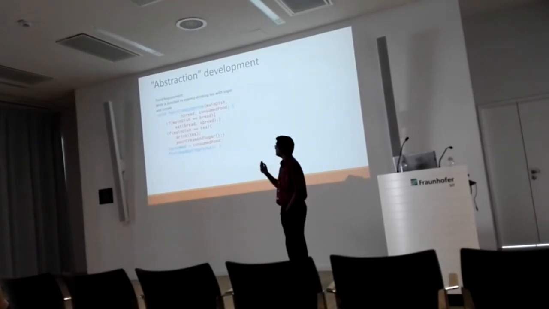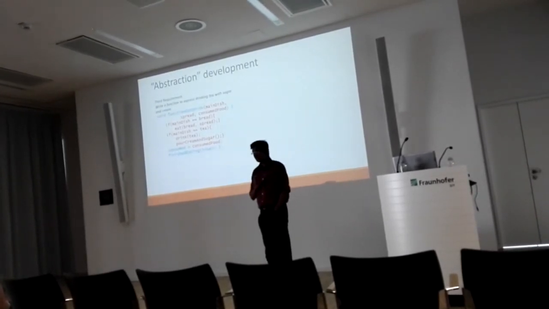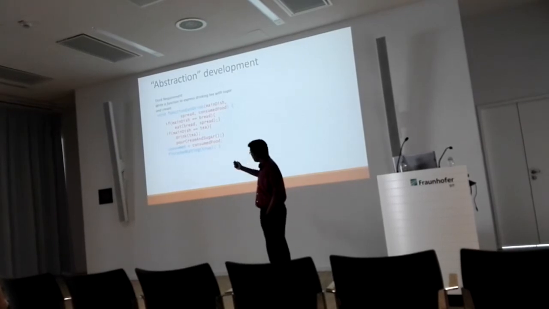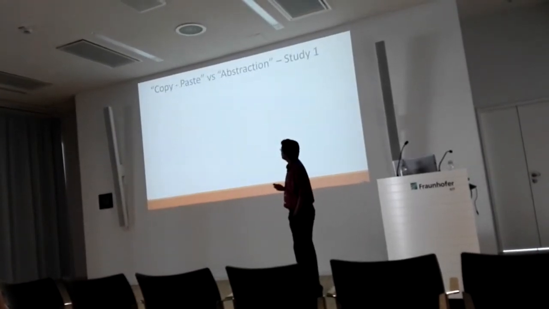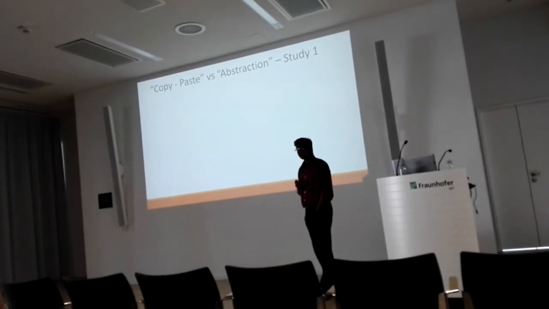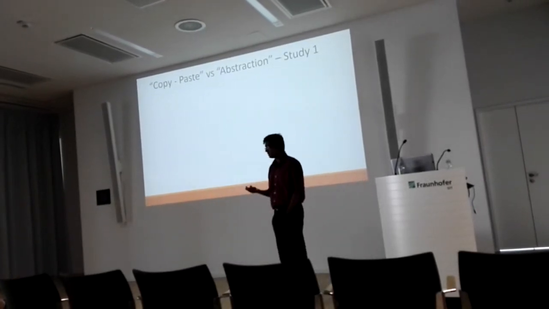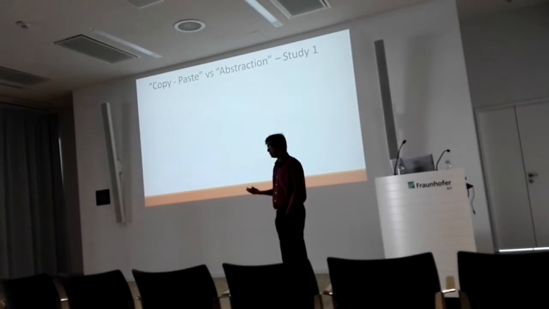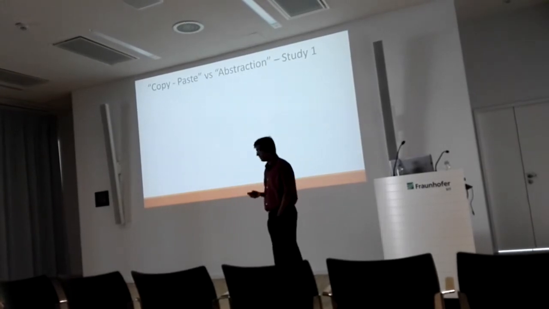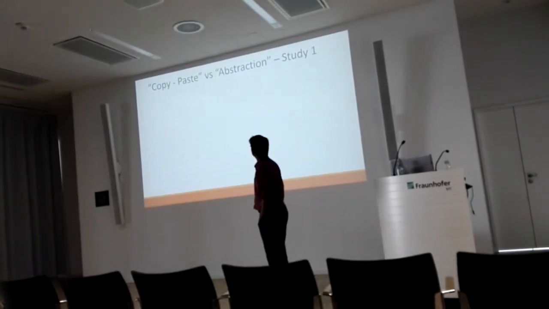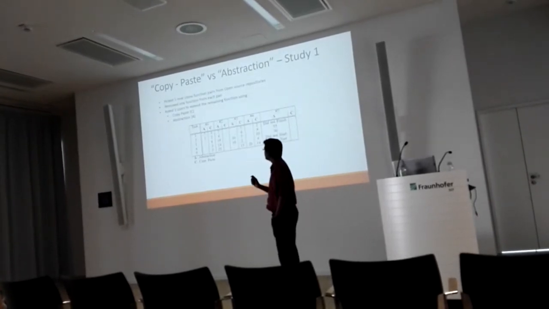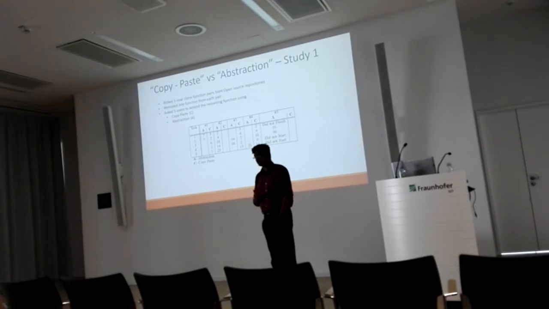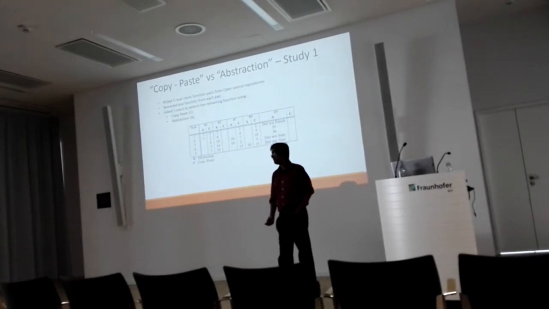So right now, in the abstraction version, there is only one function, and we'll see the advantages of it and the disadvantages of it. So we saw two methods, and we knew that there were two methods. What we wanted to do was compare the methods. We wanted to see which was easier, which was preferred, and whatnot. So we conducted two user studies. The first user study was we wanted to understand which was the easier way of developing functionality.